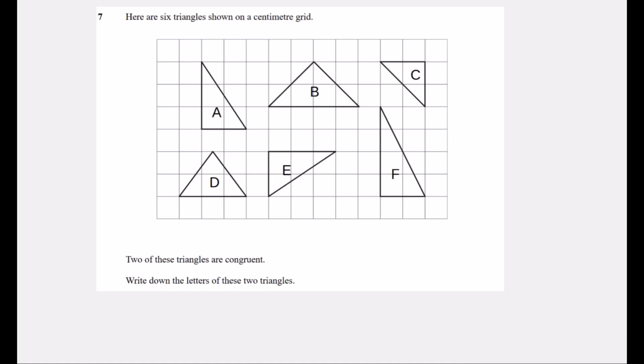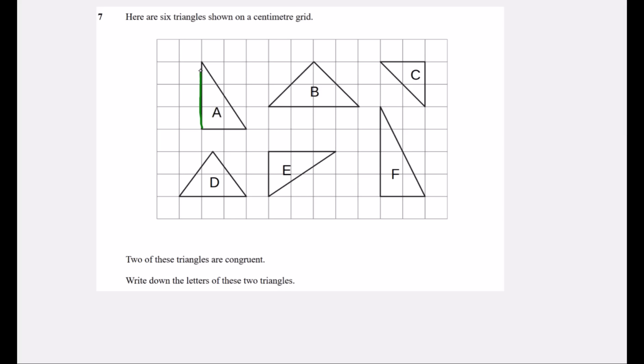Question 7. Here are 6 triangles shown on the centimeter grid. 2 of these triangles are congruent. Write down the letters of these 2 triangles. So congruent means they're identical, exactly the same triangle. So which 2 are exactly the same?